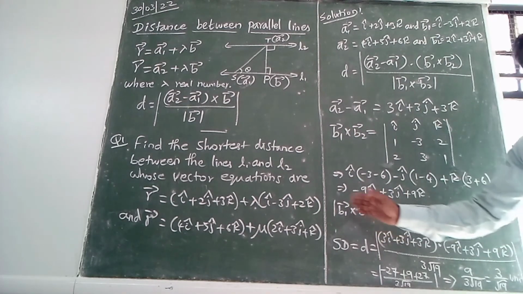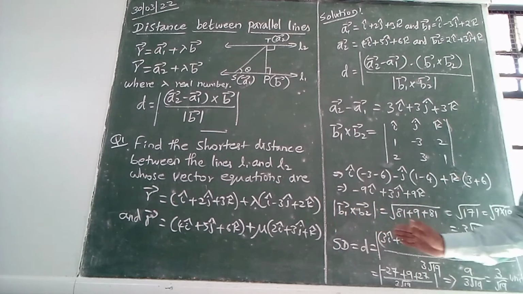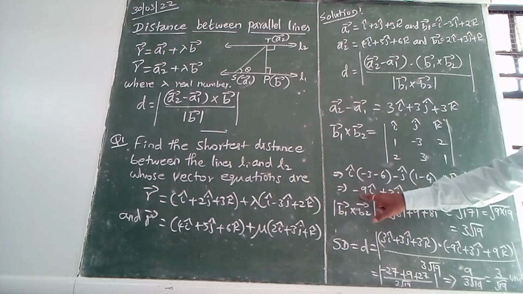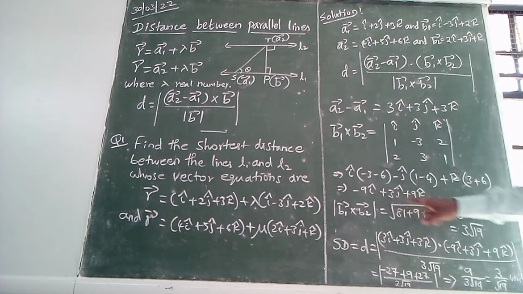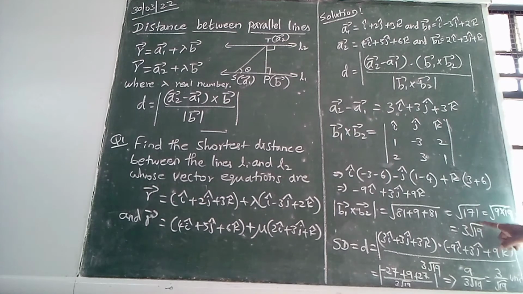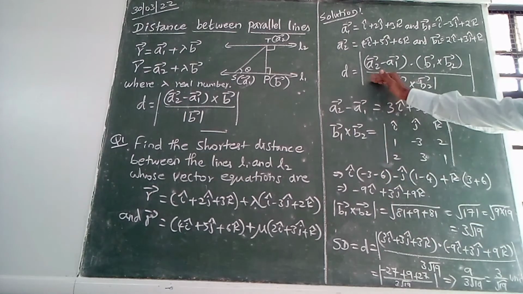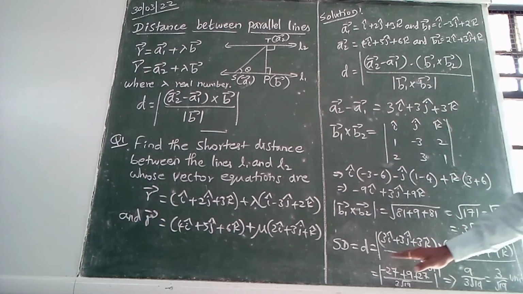Then the magnitude of B1 vector cross B2 vector. So that means you have to square it: minus 9 square 81, plus 3 square 9, plus 9 square 81. When you add, you will get square root of 171. Square root of 171 is nothing but square root of 9 times 19. So 9 we can take out as 3 as a root, isn't it? Square root of 9 is 3. So 3 root 19.